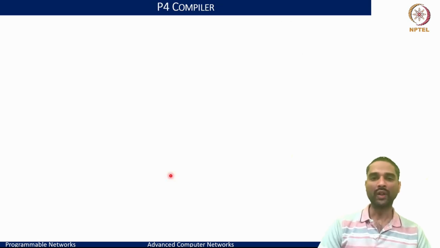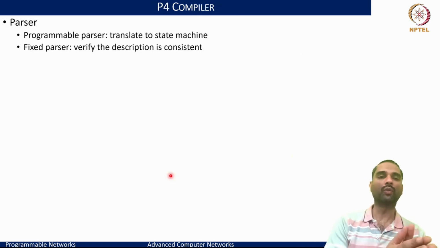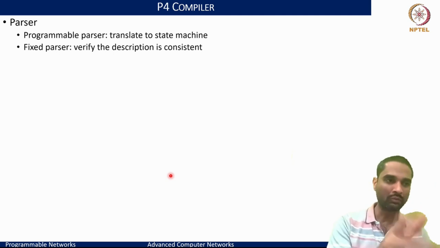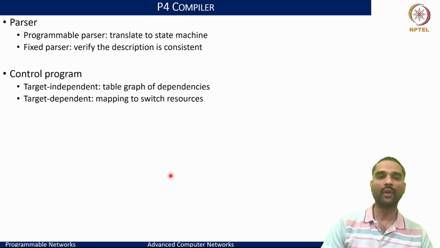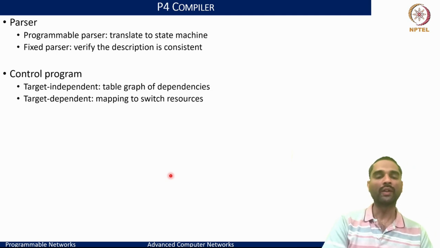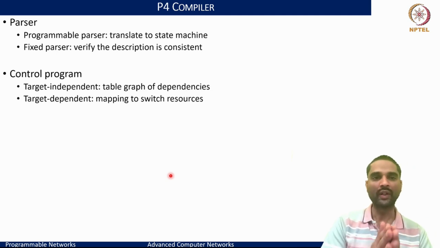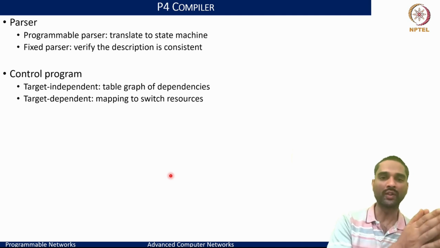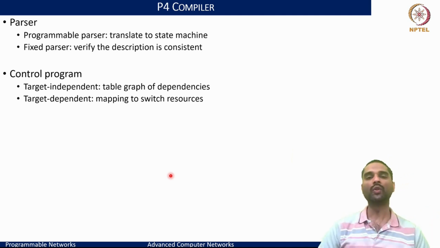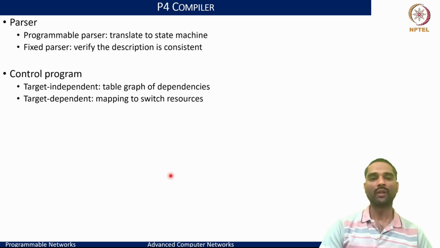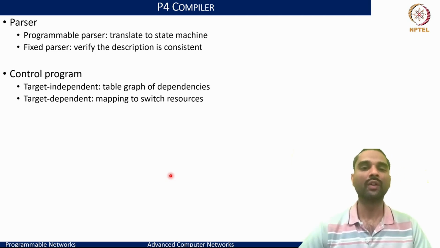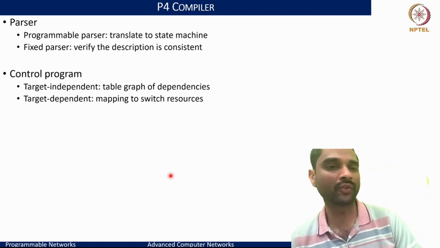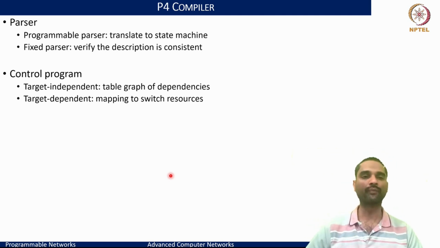And once we compile the program and set it up, our intent of what we want to achieve is being done. What this P4 compiler really allows us to do is build a parser that is programmable, which can translate to a state machine. We are able to do this on top of a fixed parser, which earlier was for fixed switches, where we can verify that the description is consistent in those hardware.